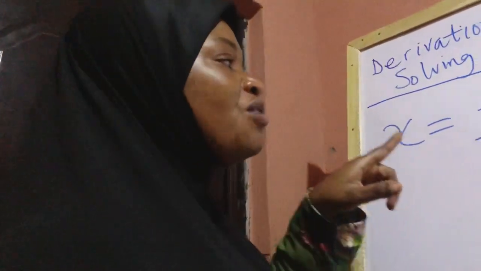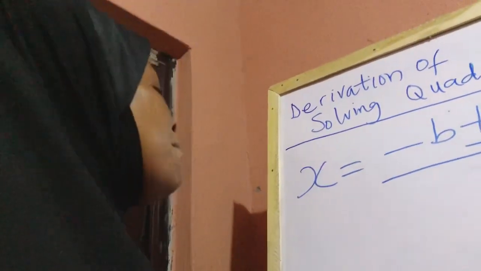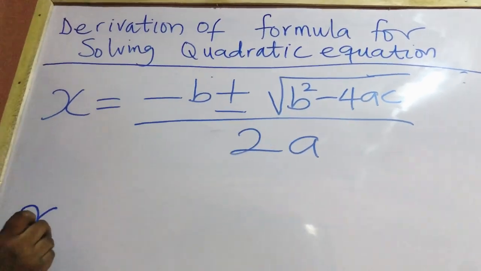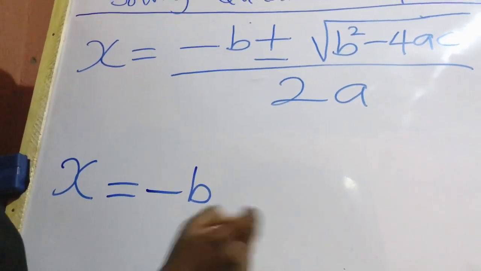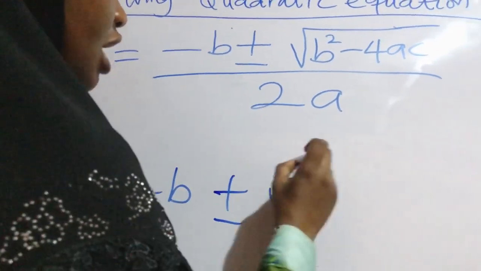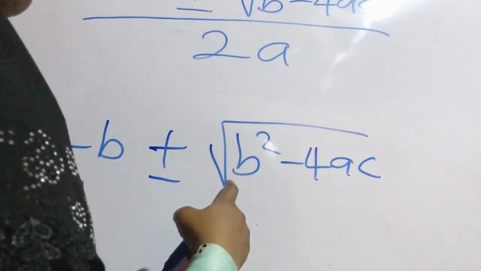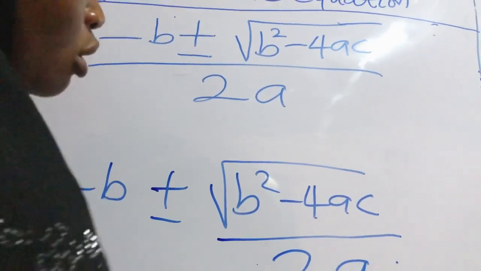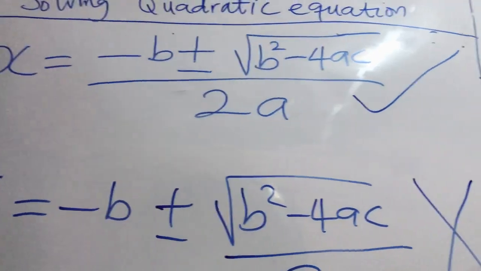However, you have to be very careful in writing this formula. You have to write it correctly, because I discovered that some students write it wrongly. Many students write it like this: x is equal to minus b, they write minus b apart, then plus or minus root b squared minus 4ac, and they put 2a under only the root b squared minus 4ac. This is wrong. This is not correct. This one is the correct answer. So you have to be careful.